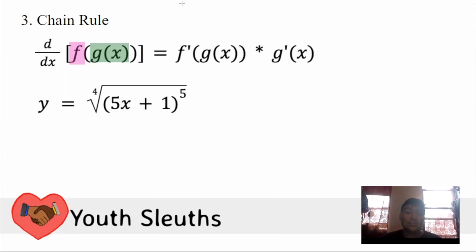Now, to begin deriving, since we see that there's a radical, we know that it behooves us to switch it into an exponential fraction so that we could derive easier.